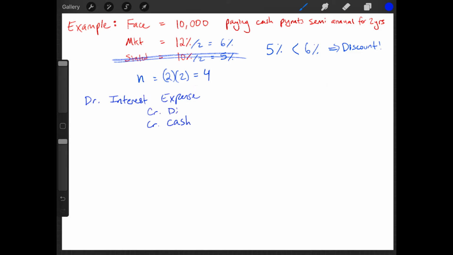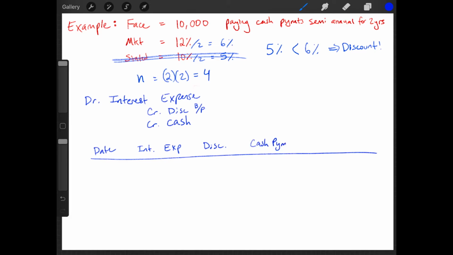And then the difference is going to be plugged as a credit to your discount on your bond payable to decrease that discount on your bond payable account. So for this example, I'm going to be looking at the effective interest method, and to calculate interest expense under this method, it's helpful to create kind of a table to help you keep track of things.